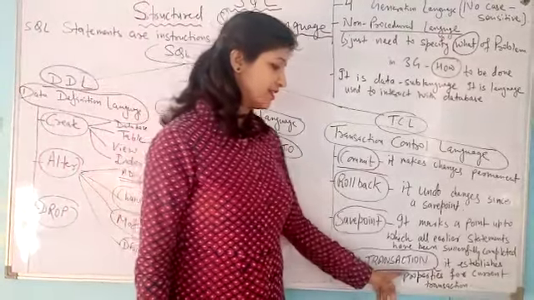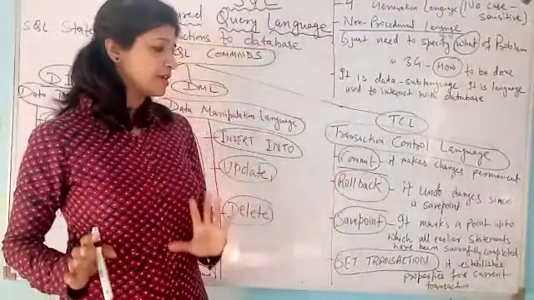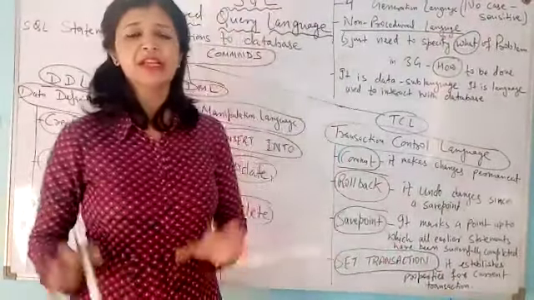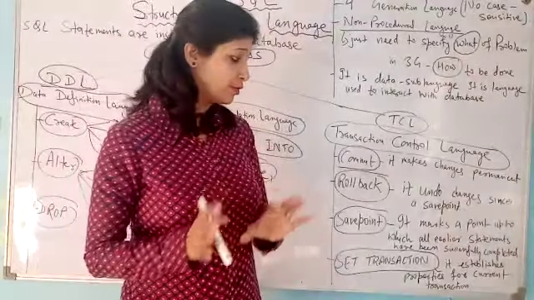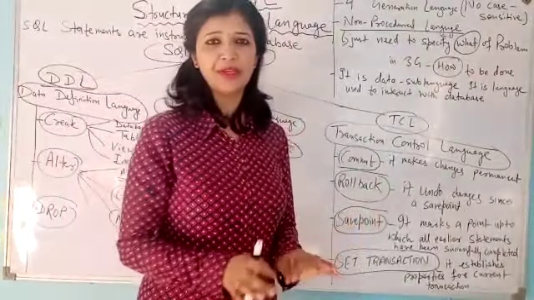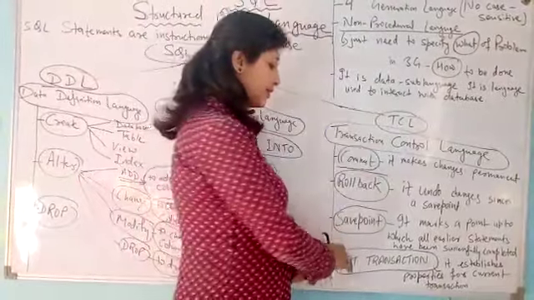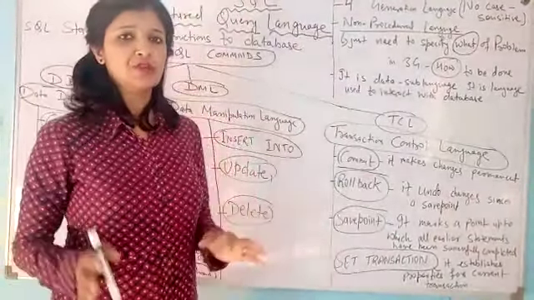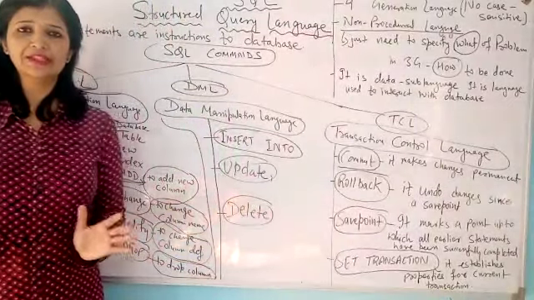Last one is the set transaction. Set transaction is used to establish the properties for the current transaction. Suppose we want to give a specific property, we can use it by the set transaction command, which we will study later. So now we are going to conclude this topic.